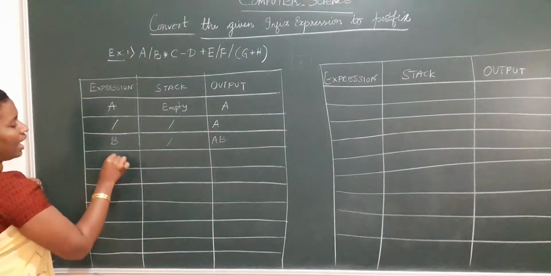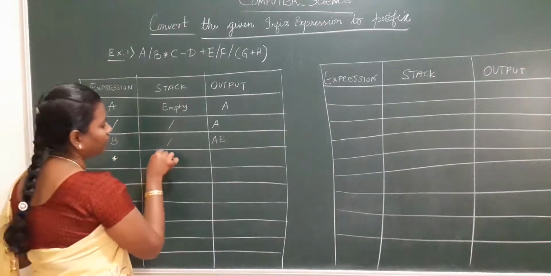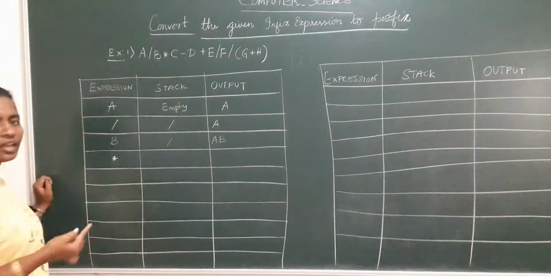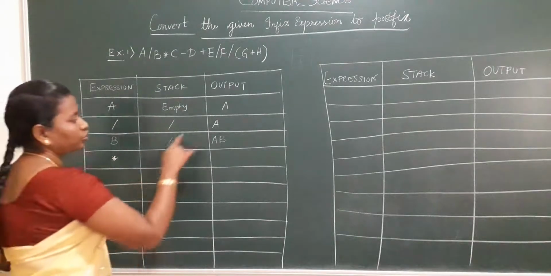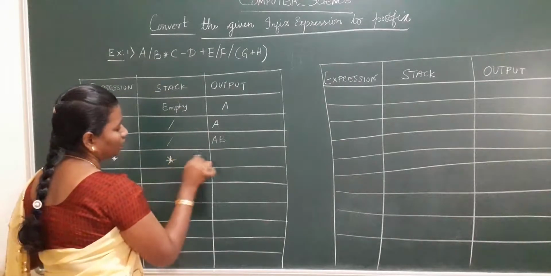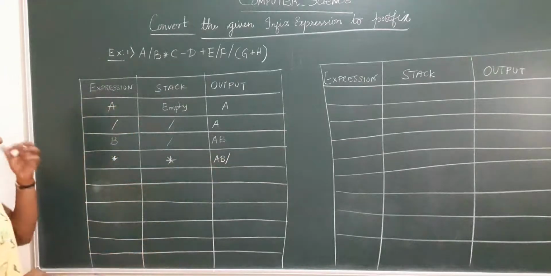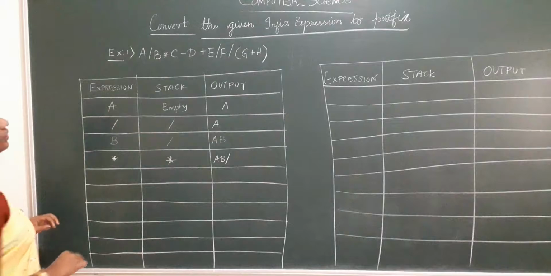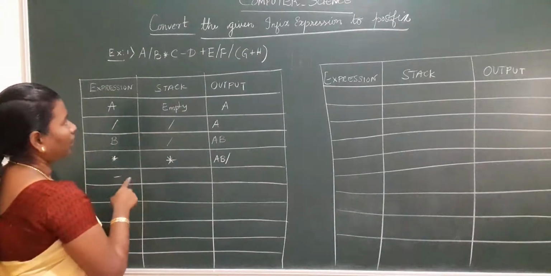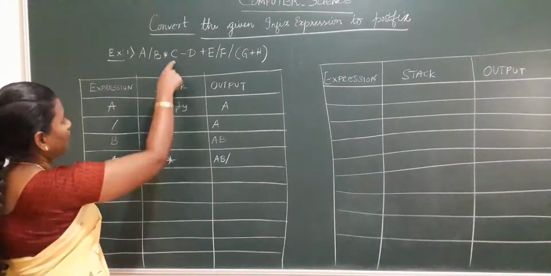Next we have asterisk. Now I have division sign. Both are having equal priority. So I just pop out this and put asterisk. A, B, okay, I have division sign. Next I have minus. Okay, now minus, after star I have C.